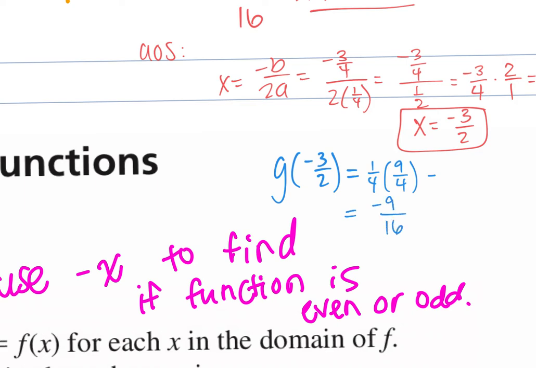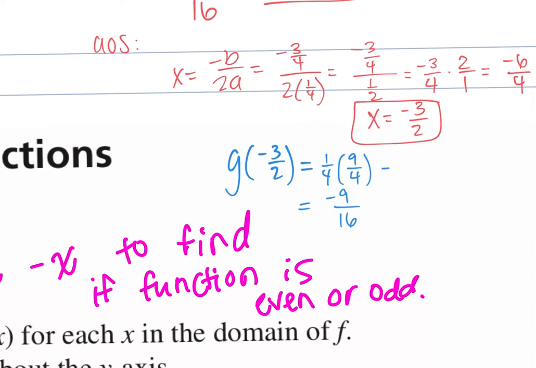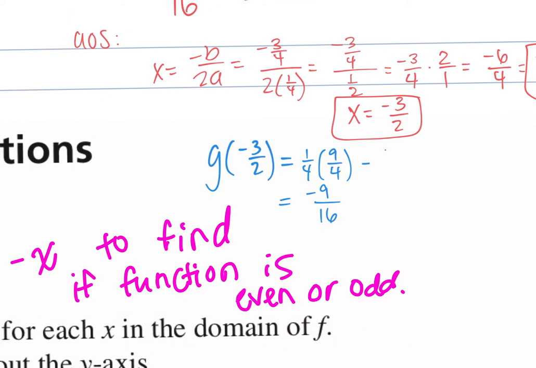And then you do 3 over 4 times negative 3 over 2, which would give you negative 9 over 8. Okay. Hold on. Wait, did you say negative 9 over 16? It should be positive, right? Because when we squared it, we got rid of the negative. But you're right up until this point. And then what? We're missing one more thing.